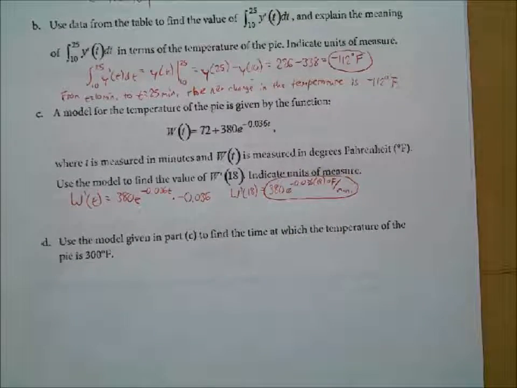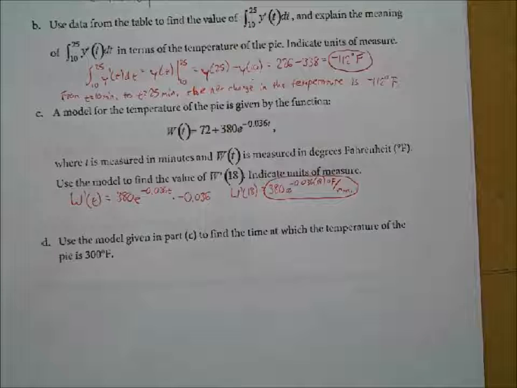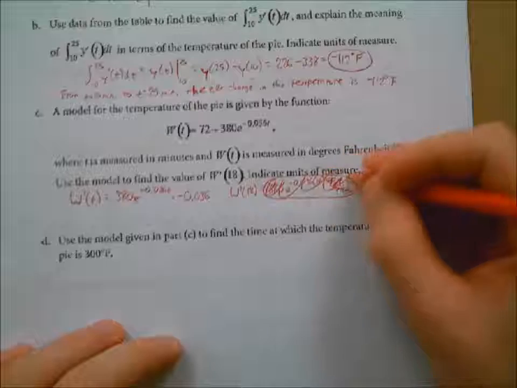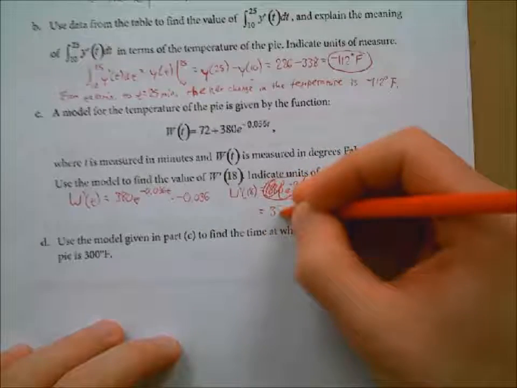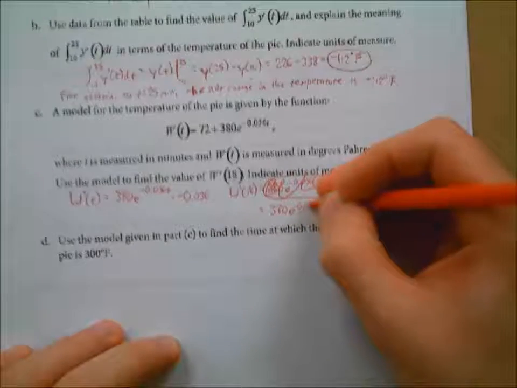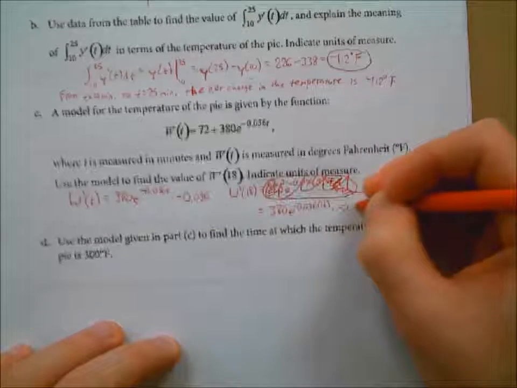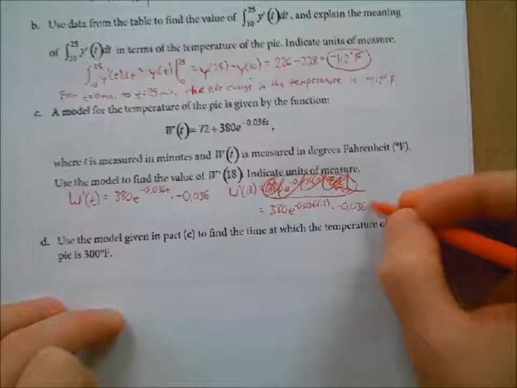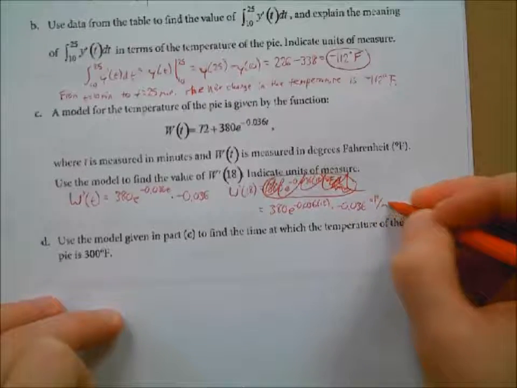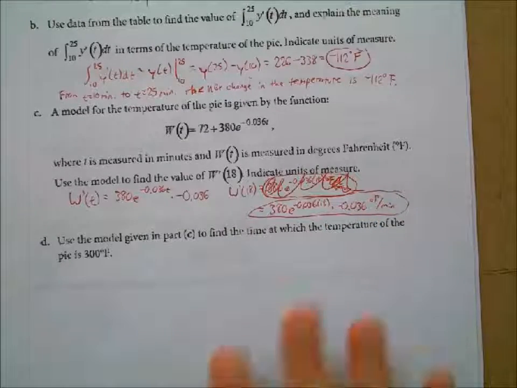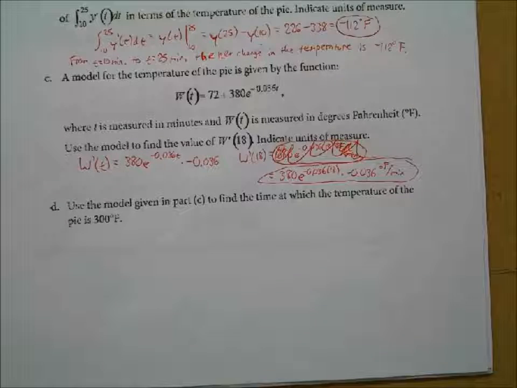Alternatively, let's say that this is calculator active. Oh, question, Sheldon. You're right. I did leave that out when I wrote my answer out here. I don't know why I did that. Thank you. 18 times then the negative 0.036. Okay, there we go. Degrees Fahrenheit per minute. Sorry. All right.